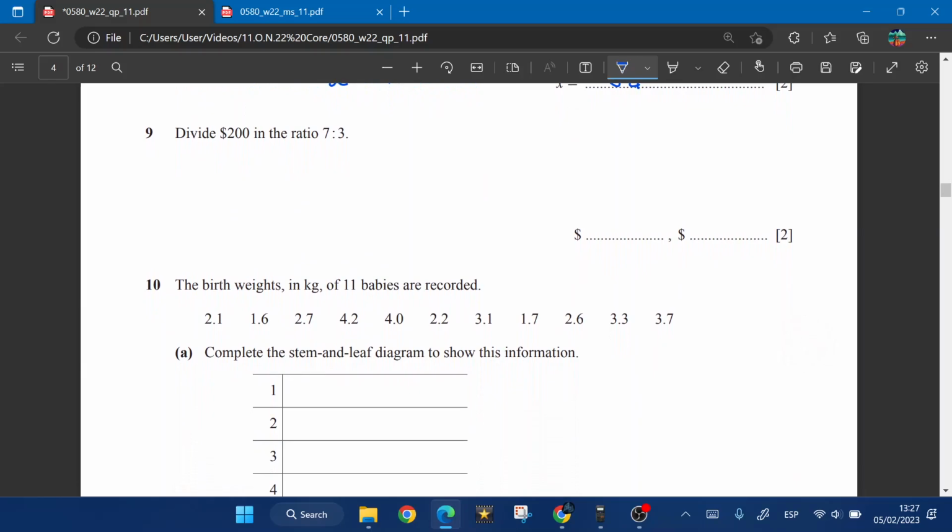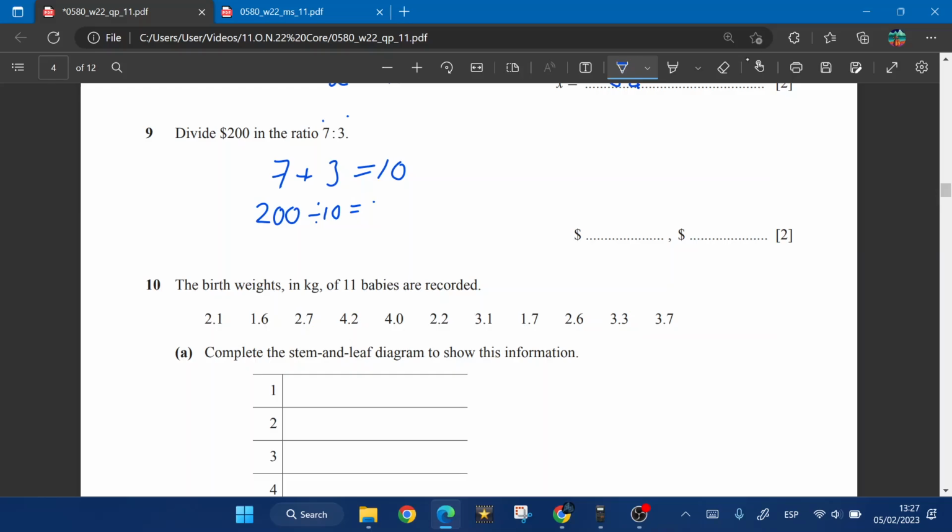Okay, question 9. Dividing $200 in the ratio 7 to 3. That just means you got 2 people. If the one person gets $7, the other one gets $3. It means you're giving away $10 in total. But we're not giving away $10 in total. We're giving away $200. So we need to keep giving the one bloke 7 and the other one 3 until we've made up $10. So how many times do we need to keep doing that?